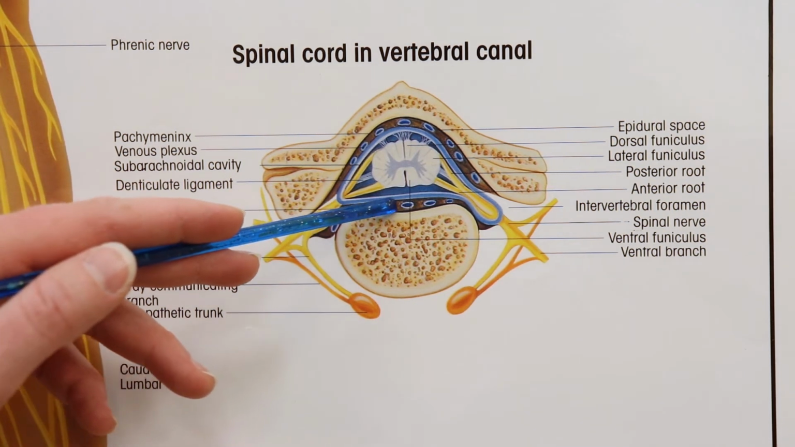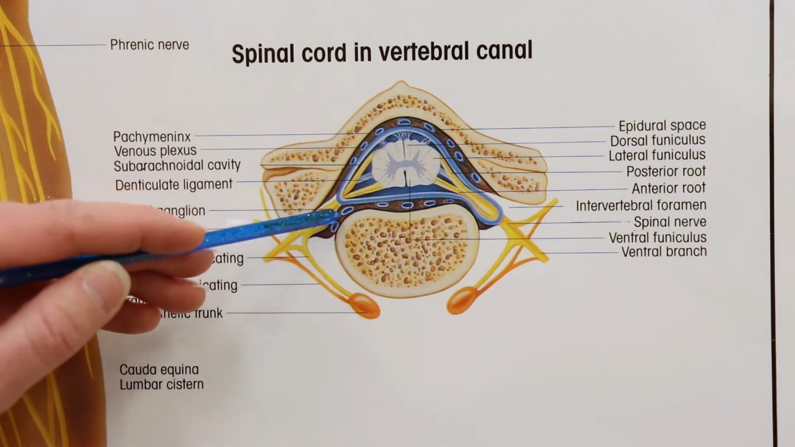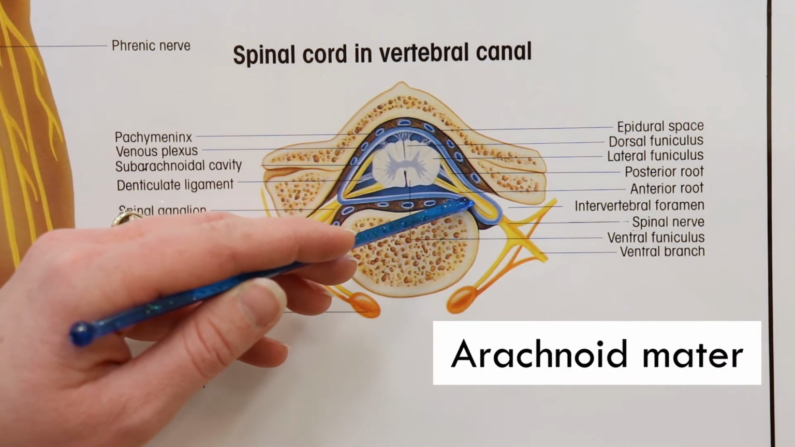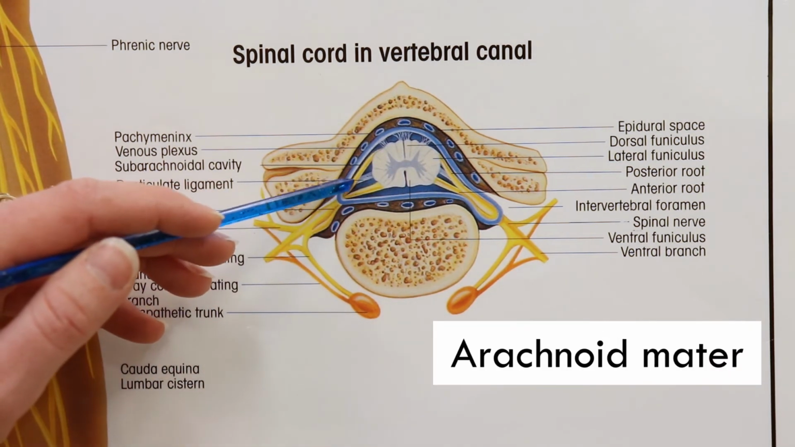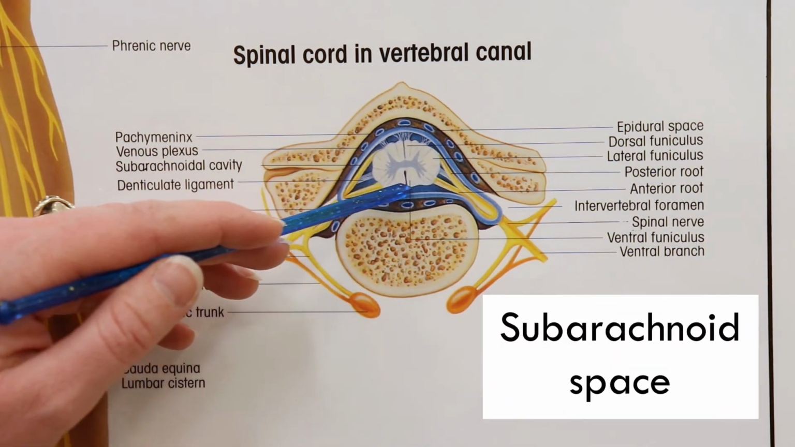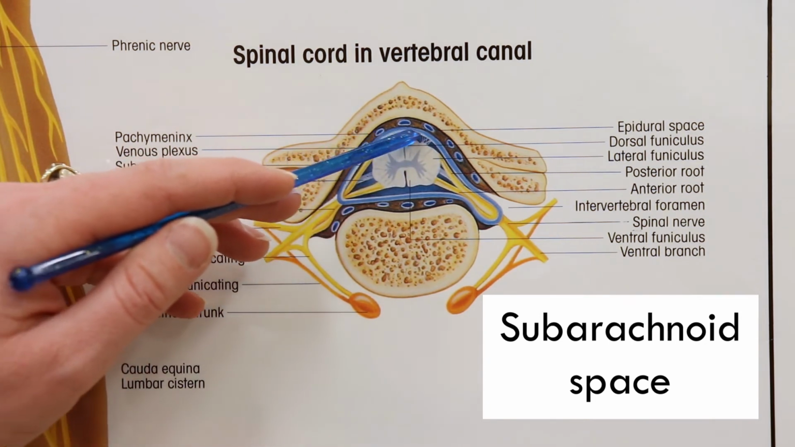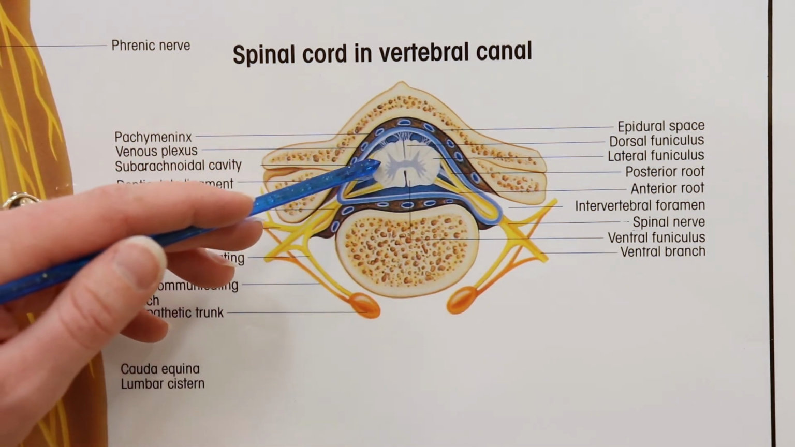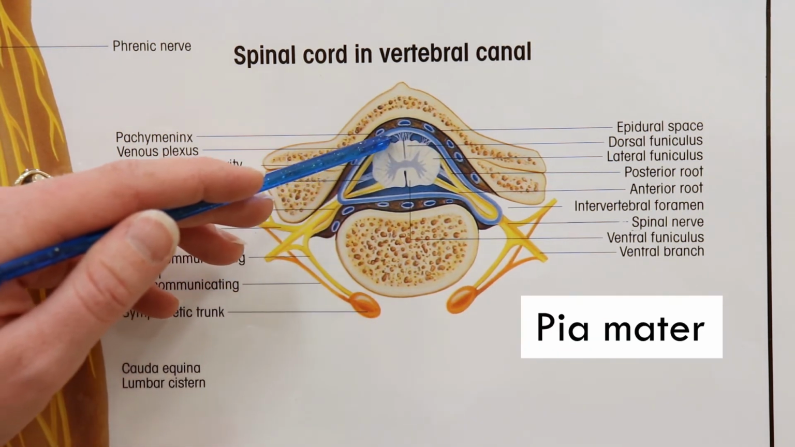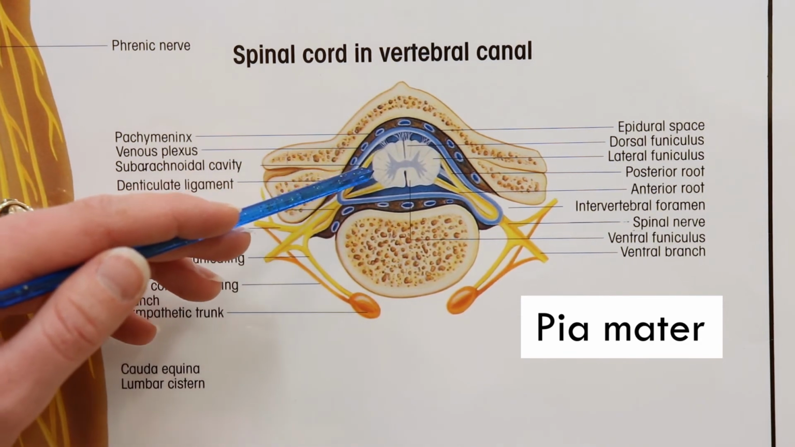So this outermost layer is the dura mater, the tough mother, and then you can see this light blue layer right inside that, which is the arachnoid mater, or spider mother. And then we've got this space, the subarachnoid space, that is filled with cerebrospinal fluid. And then right up against the spinal cord here, we would have the pia mater, following every little curve and indentation of that spinal cord.